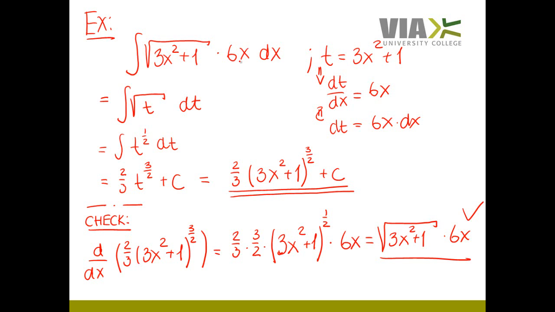So that was one example of how you can use the method of substitution to integrate much more complex assignments than you have done so far. In this first example, we saw that dt was exactly equal to 6x dx, which was what was given here in the assignment. But that is not always the case, but that's no problem, as we just have to do a small operation to overcome this. Let's look at a new example to see how we do that.